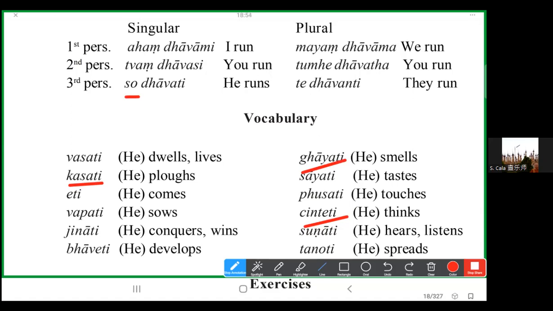For example, we do this like just now. Wapati, so wapati, te wapanti. Tuam wapasi, tumhe wapata. Aham wapami. You see, I stress wapami. Aham wapama. Okay, very cool. Can you see the difference in the stress and no stress? Yes. Okay, all right. When you pronounce, I can differentiate that.